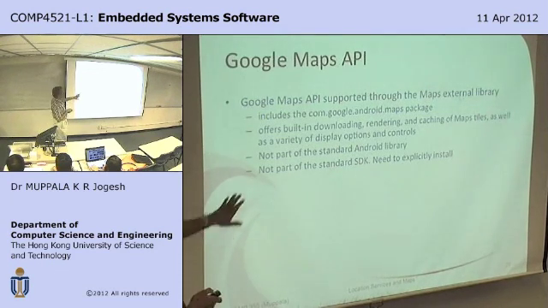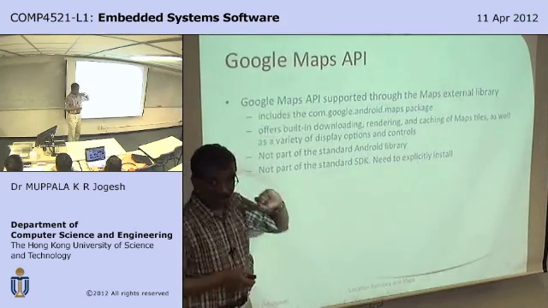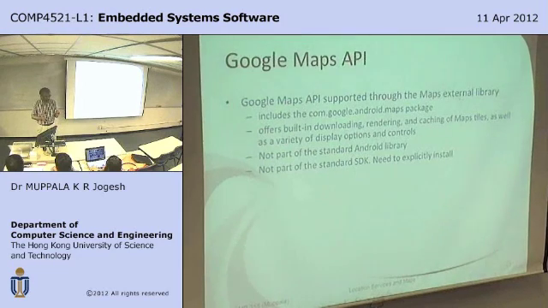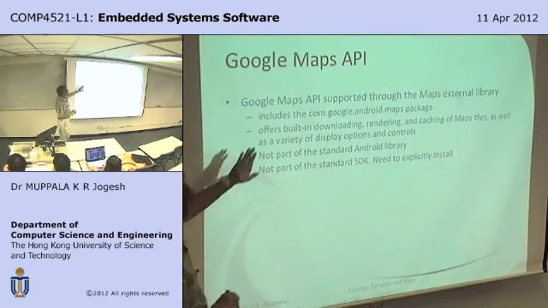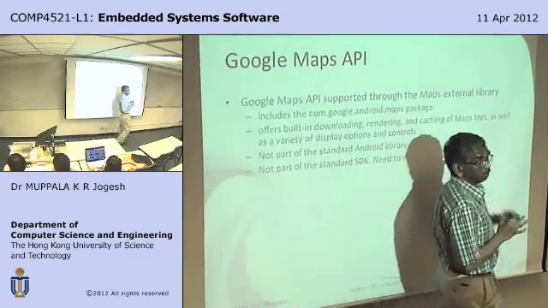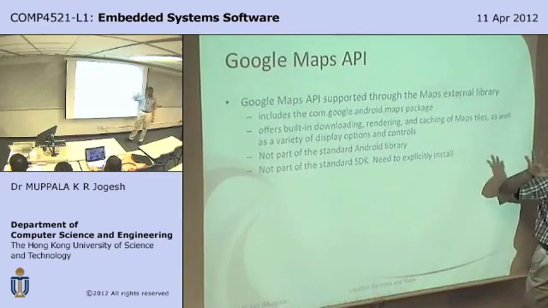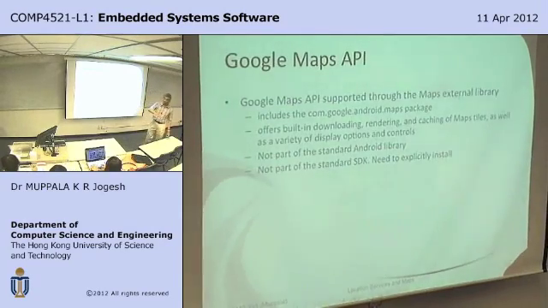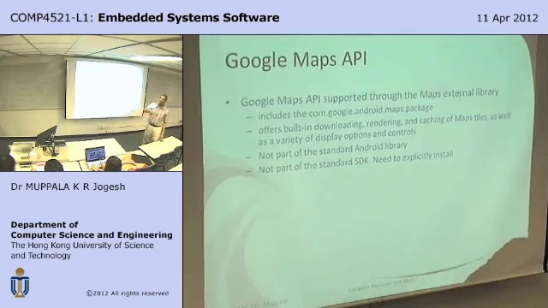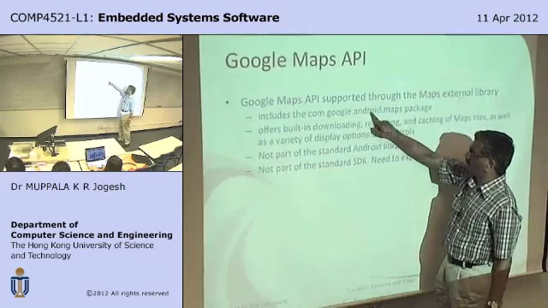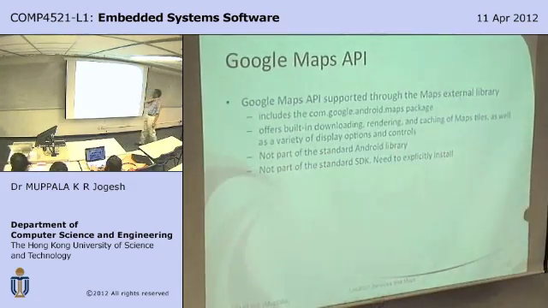But you have to remember that the Google Maps API within Android does not come as part of the standard Android framework. Google Maps API is a separate library. You have to install it separately within your application. So that is very important to keep in mind. This is an external library, not part of Android's standard framework. So if you want to make use of Google Maps, you have to install that library specifically in this case. And this comes in the com.google.android.maps package.